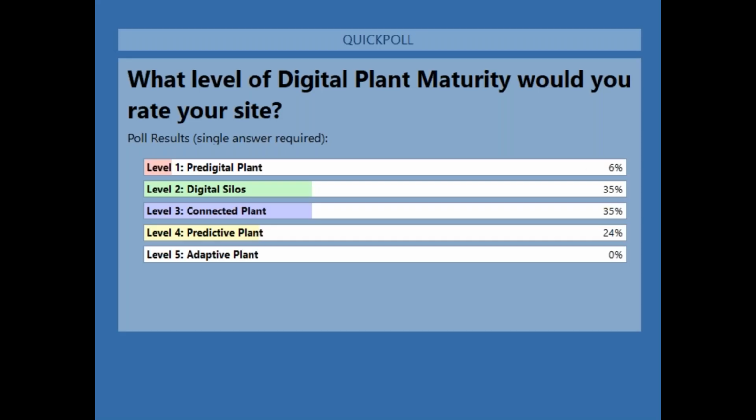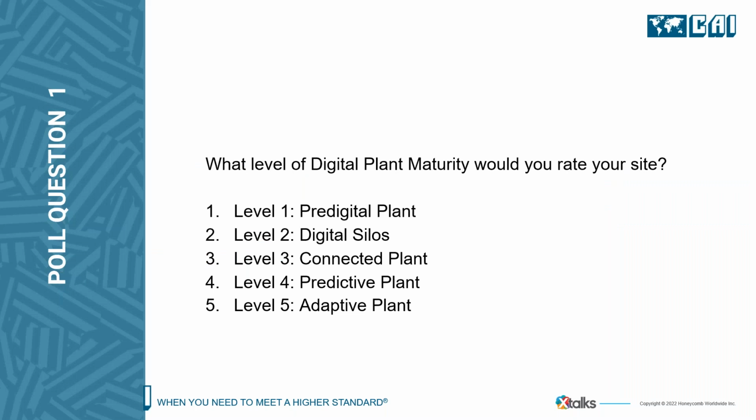So the results are here. We got 6% saying level 1, pre-digital plant. We have 35% at level 2, digital silos. Then another 35% are level 3, connected plant. And then 24% of our audience members are saying level 4, predictive plant. And then 0%, level 5, adaptive plant. So thank you everyone for participating in that poll question. Before I pass it back to Nick to carry on with the presentation, Nick, what are your thoughts about the results of that?